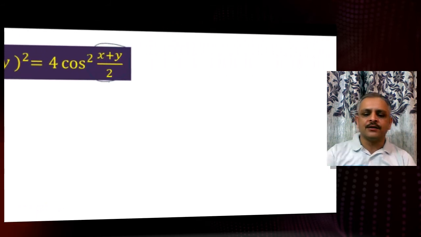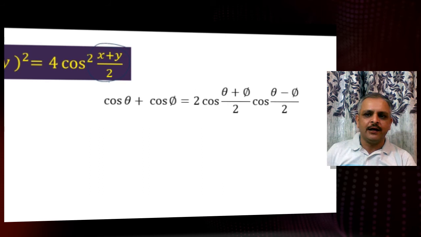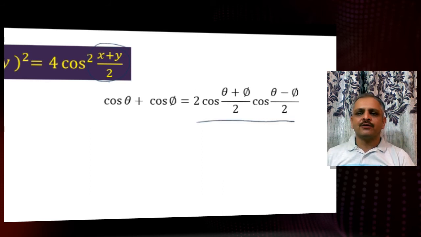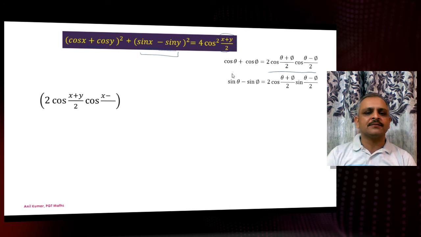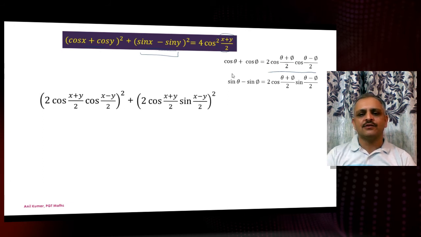That means I will apply these two identities: cos theta plus cos phi, which is 2 cos (theta plus phi) by 2 cos (theta minus phi) by 2, and second identity for the sine part, sine theta minus sine phi. So let's put the values and I will get (2 cos (x plus y) by 2 cos (x minus y) by 2) whole square plus (2 cos (x plus y) by 2 sine (x minus y) by 2) whole square. So now if you observe, this 2 is common in both the terms, so 2 square will be common. Cos (x plus y) by 2 will be common. So let's take them common.